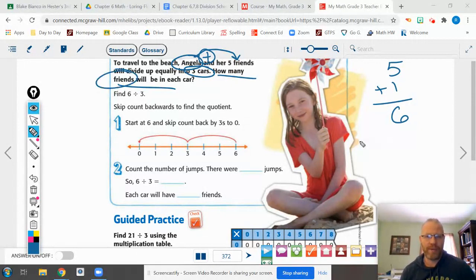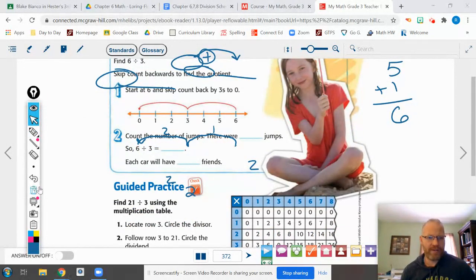So how many people will be in each car? So we have 6 divided by 3. 6 is our total, and we're dividing it by 3 cars. Skip count backwards. 1, 2, 3. 1, 2, 3. So we counted back by threes until we got to 0, and we saw that we counted twice. We jumped twice. So 6 divided by 3 equals 2. Each car will have 2 friends.